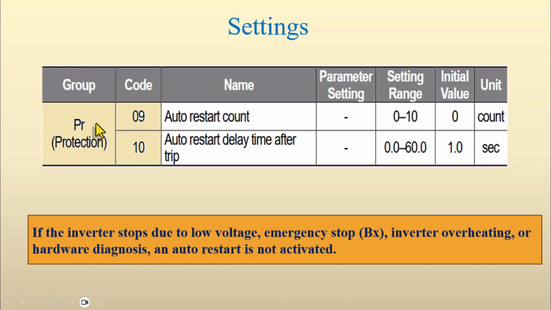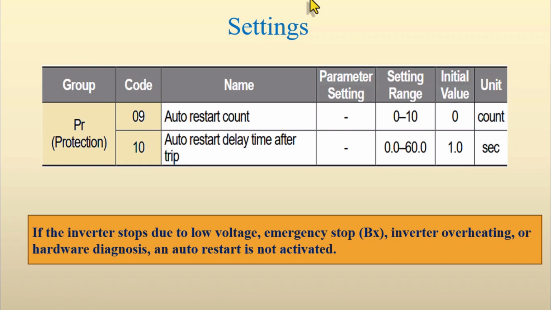Now, for the parameter you need to set for the auto restart feature in the M100 inverter, you must go to the protection parameter group, or PR, and look at parameter number 9. Parameter number 9 relates to the auto restart count. It says if the inverter is to automatically restart after a fault has occurred, how many times is it allowed to do this after the fault is cleared? You can set this parameter from 0 to 10 times.